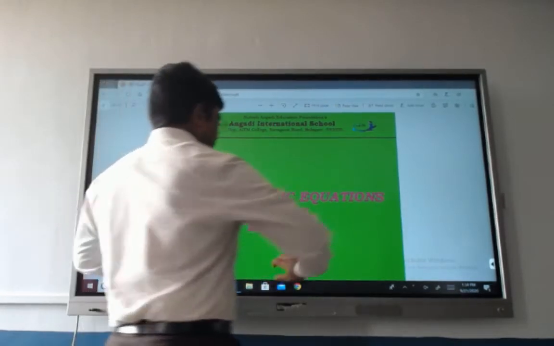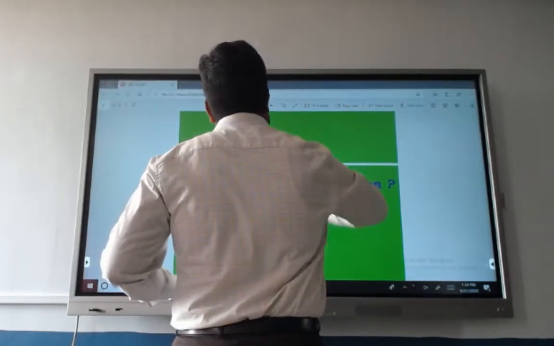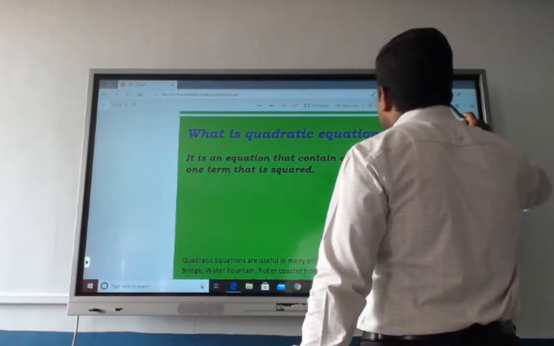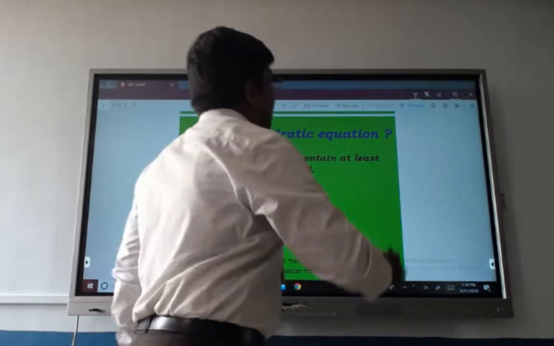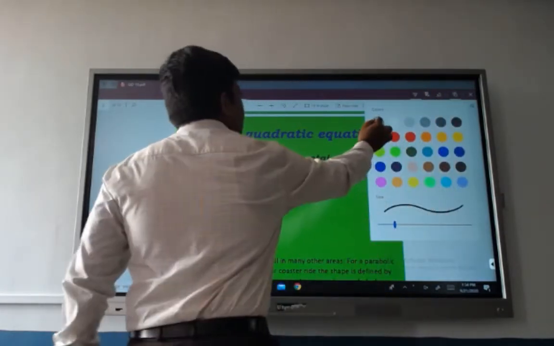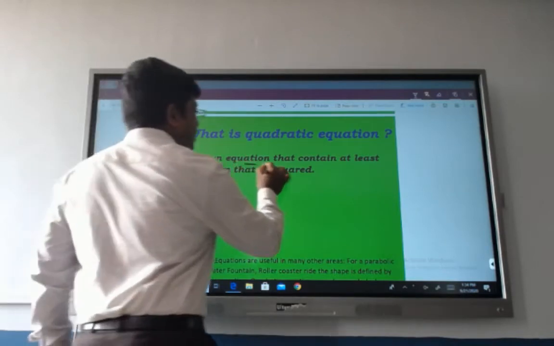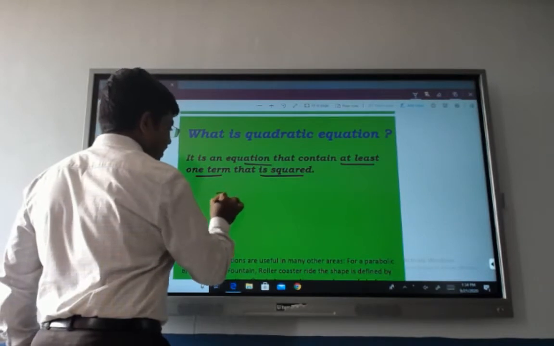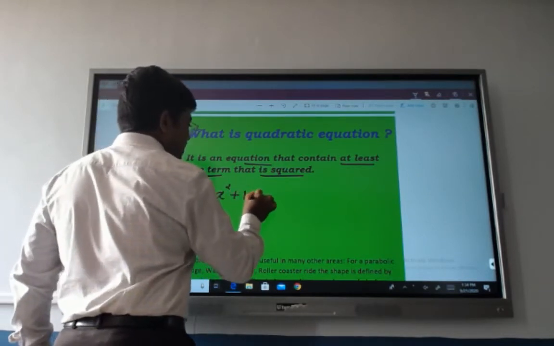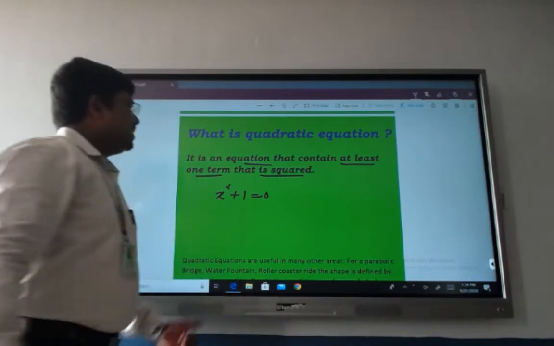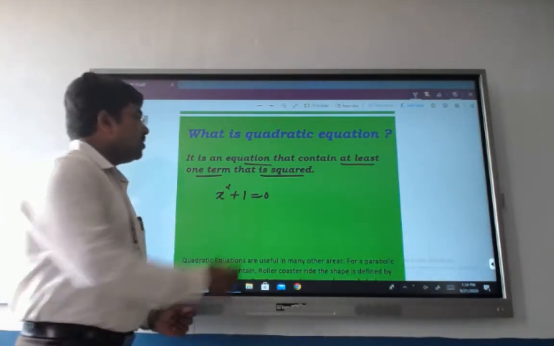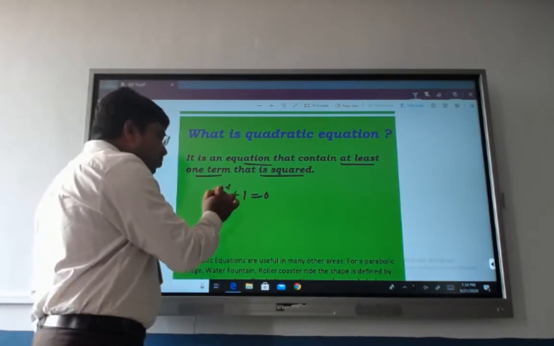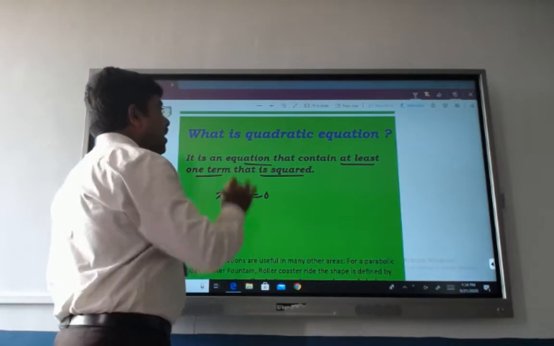So what is a quadratic equation? It is an equation that contains at least one term that is squared. For example, we will take x square plus 1 is equal to 0. This is called a quadratic equation. Why? Because x is squared here, the exponent 2 is there. Its power is 2, so you can call this a quadratic equation.